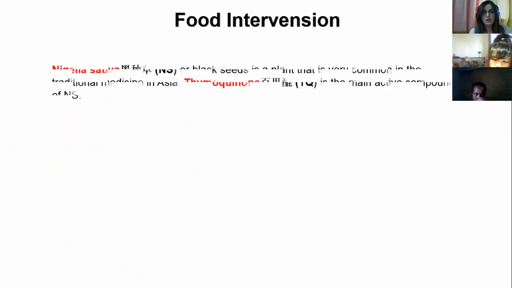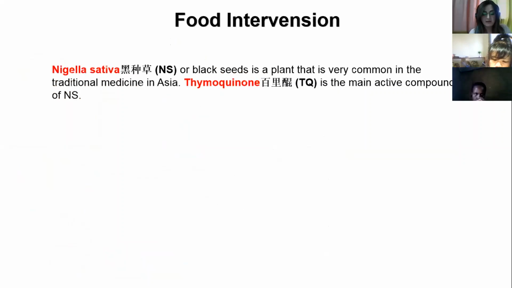So food intervention has been a very good way to fight these disorders. Like we said in other presentations, there is the ketone diet and other supplements. In our study, we studied the Nigella sativa, or black seeds, a plant that is very common in traditional medicine in Asia, like China, and in Arab countries like Syria. Thymoquinone, TQ, is the main active compound in this plant.